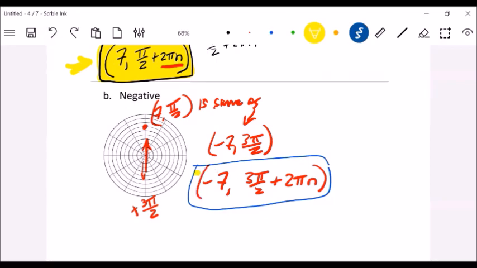And let's get this yellowed in. Ooh, it's somewhat cooperating. Yay. Okay.